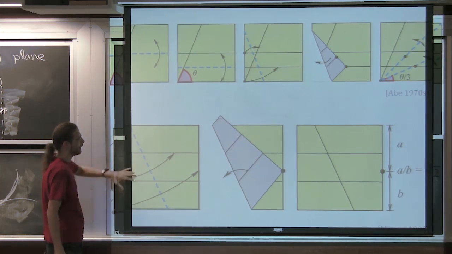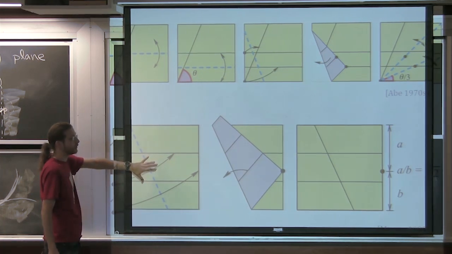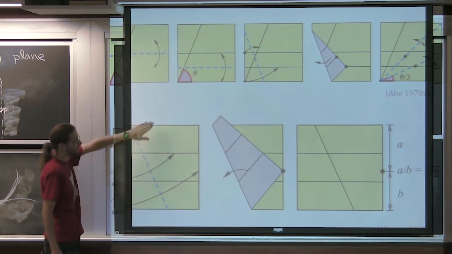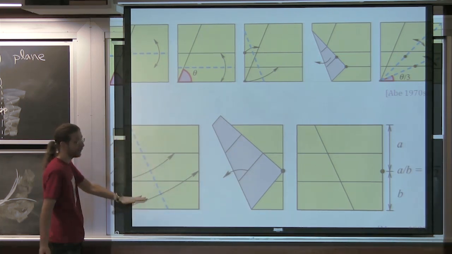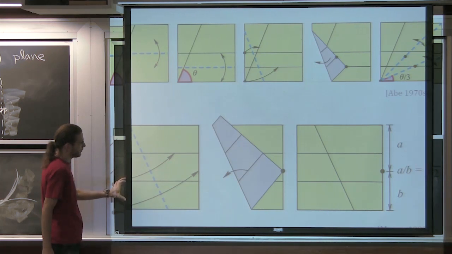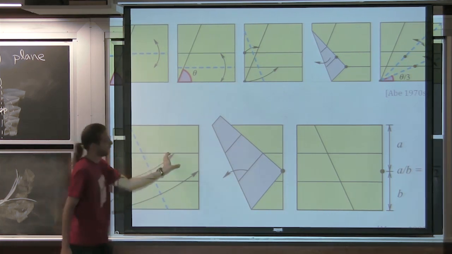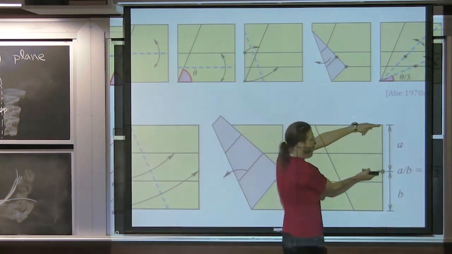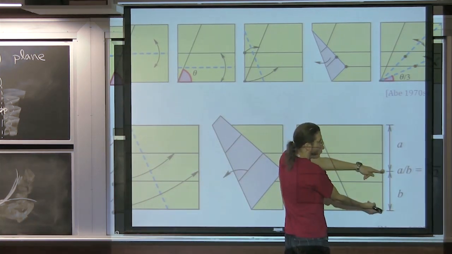And you can also do things like double a cube. This is computing a cube root of 2 ratio. So you fold, first you divide your thing into thirds. This is easy to do because we can divide by 3. Then you fold these 2 points onto these 2 lines. And it turns out the ratio here between this y coordinate and this y coordinate is the cube root of 2.